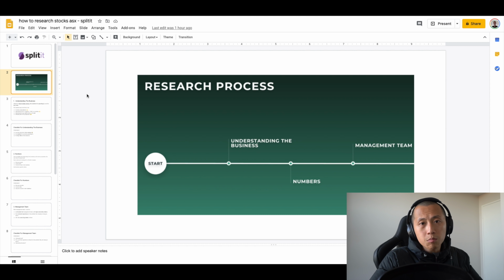Now, first things first, when it comes to the research process, especially during this stage, I want to keep it pretty simple. One, I want to understand how the business makes money. Two, I want to understand the numbers they've been able to produce so far. And three, the co-founders, their ownership structure within the management team, because that's really, really important to me. I prefer a co-founder-led company.